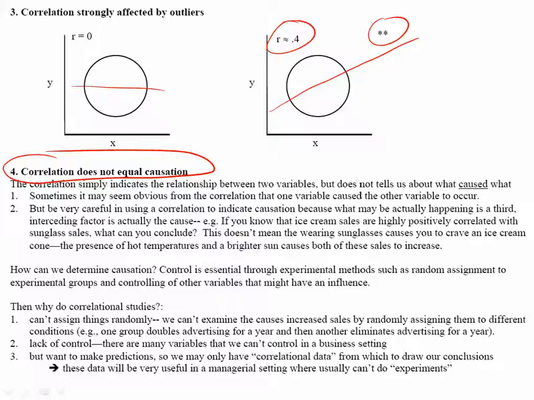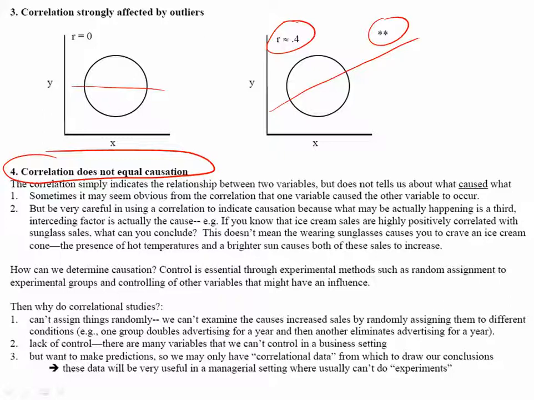Then why do we do correlation studies if there isn't a causation relationship? Number one, we can't assign things randomly. That means that we can't just examine the causes increased by sales by randomly assigning them to different conditions. We have to have a theory. We have to think about what might be causing these first or create a hypothesis.